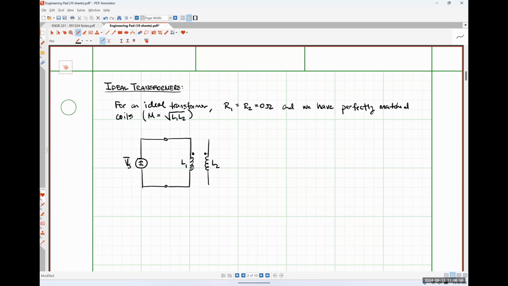And we are going to note that these coils are perfectly matched to each other, such that we have an ideal transformer by using this pair of vertical lines. So whenever you see a circuit with two coils together and they've got a pair of vertical lines between them, that means treat this thing as if it is an ideal transformer circuit.